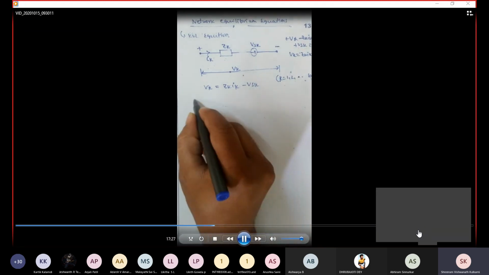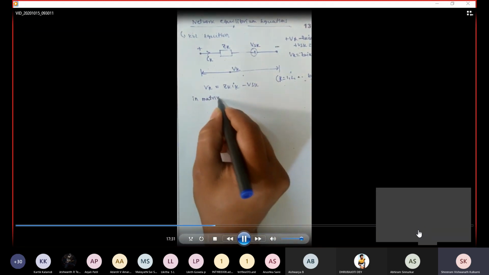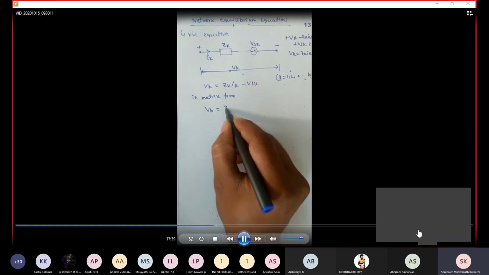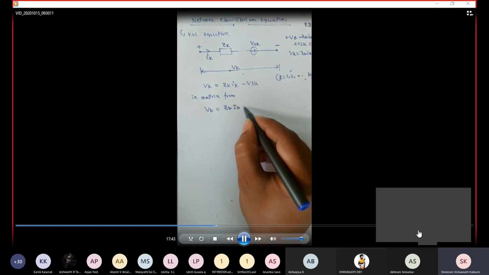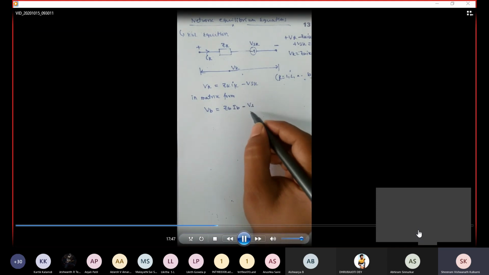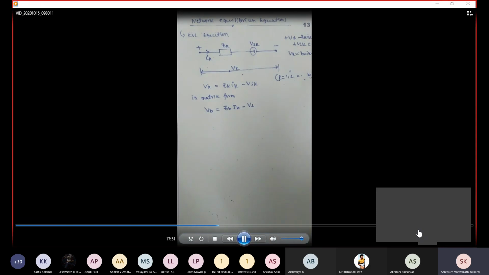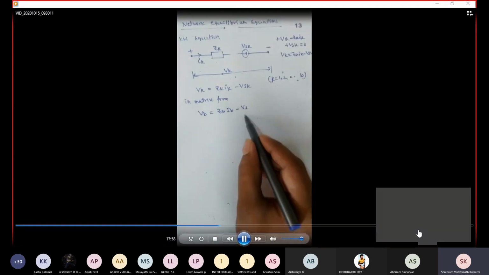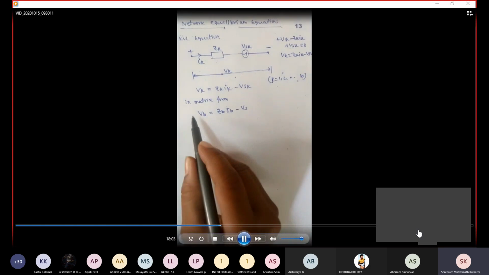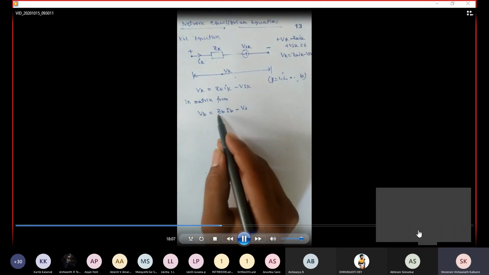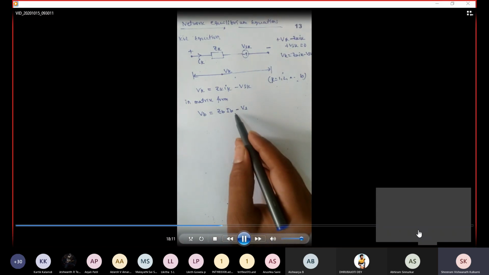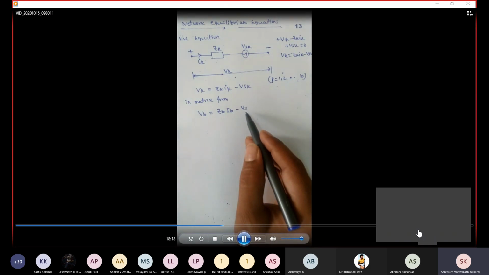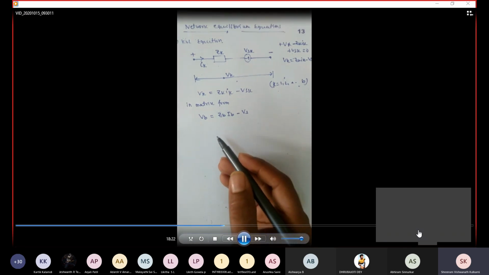How am I going to write this in matrix form? In matrix form I can write Vb equals to Zb Ib minus Vs. Vb is the branch voltage, Zb is the branch impedance matrix, Ib is the column vector of branch currents, and Vs is the column vector of the source voltages. Hence the KVL equations can be written as, you already know.